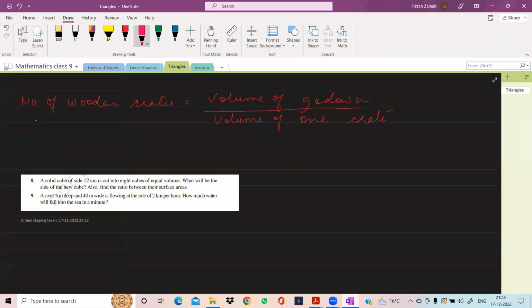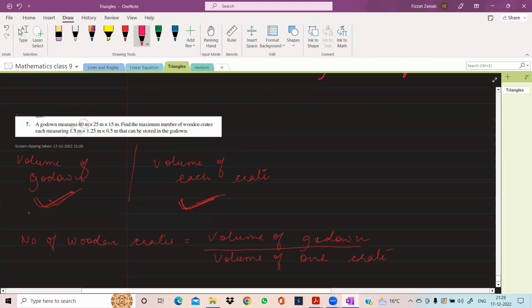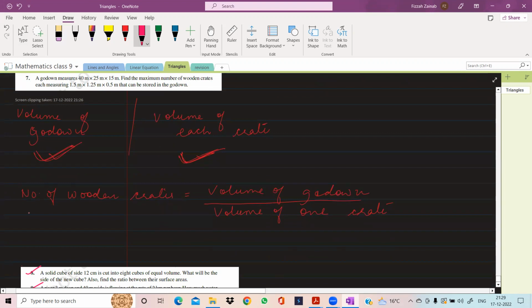Now question number 8, a solid cube of side this is cut into 8 cubes. Okay, so this I will do in the next class. I think 8 and 9 I'll do in the next class, Jaslyn. Now please complete question number 7. Tell me what answer you are getting.